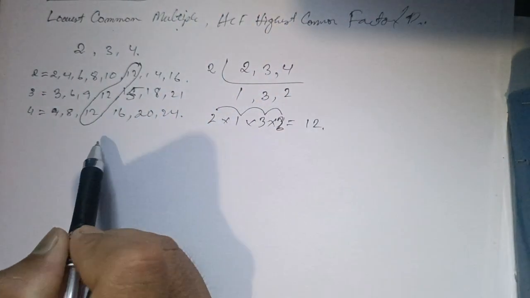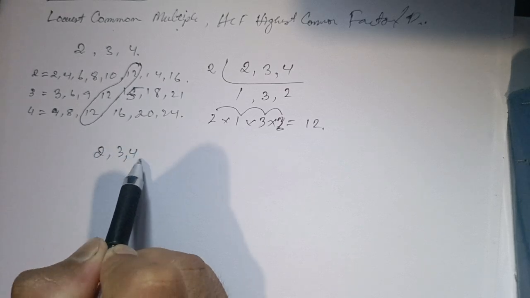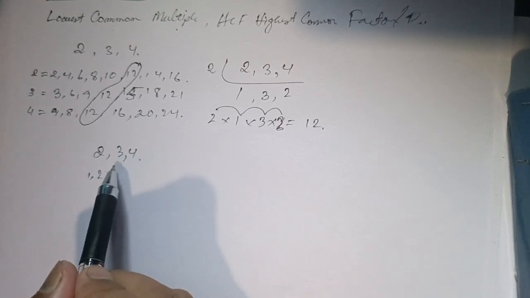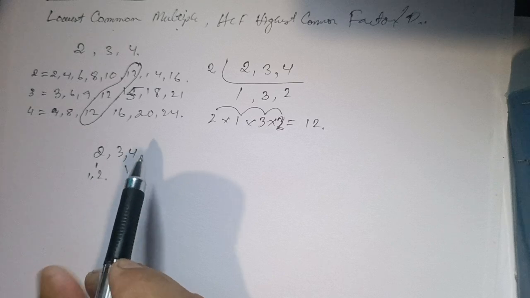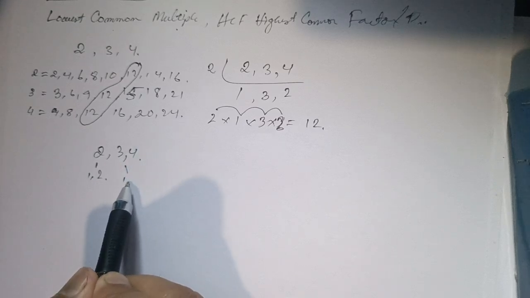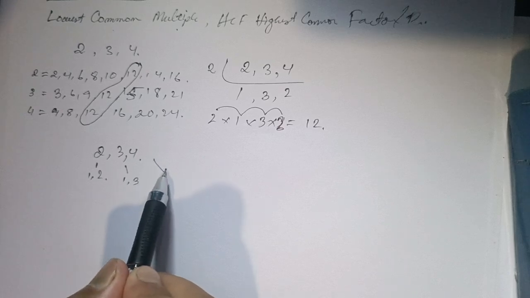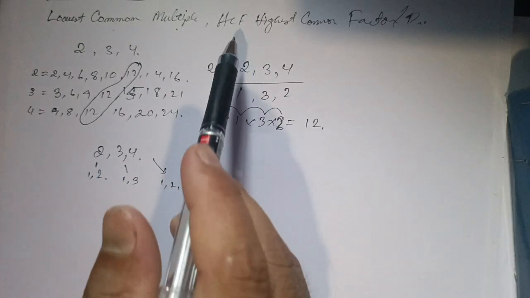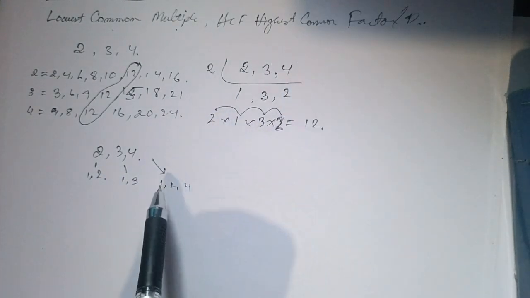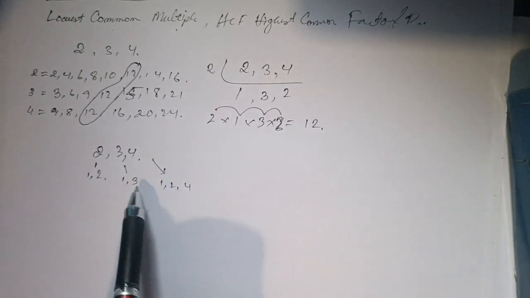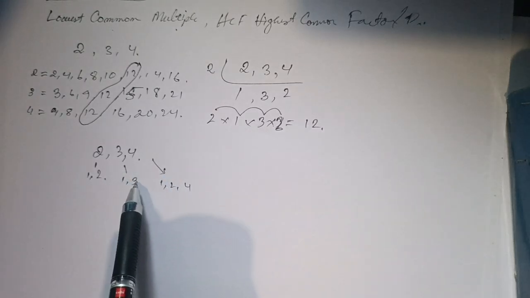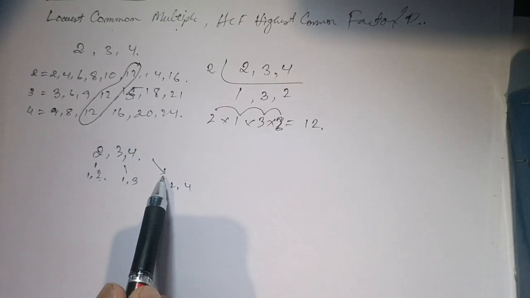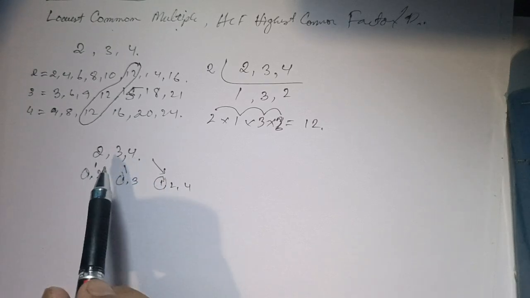factor. 2, 3, 4: the factors of 2 are 1 and 2, the factors of 3 are 1 and 3, so this is a prime number, and then 4 has factors 1, 2, 4. Now highest common factor: what is common in all? Only 1 is common in them.